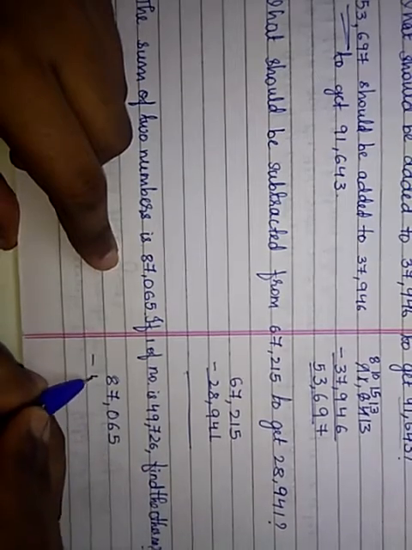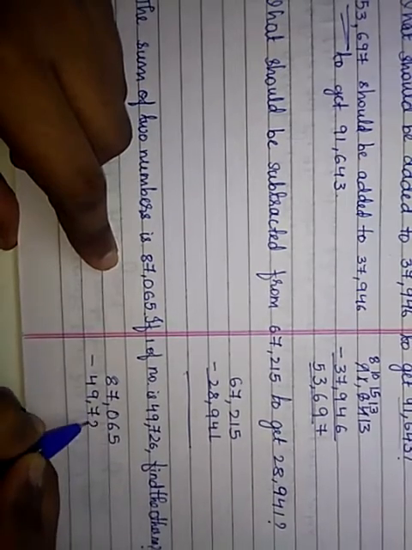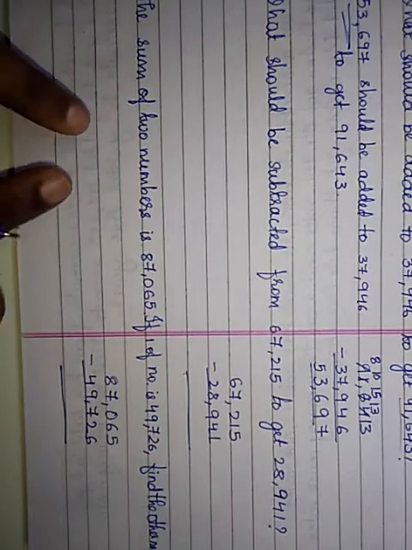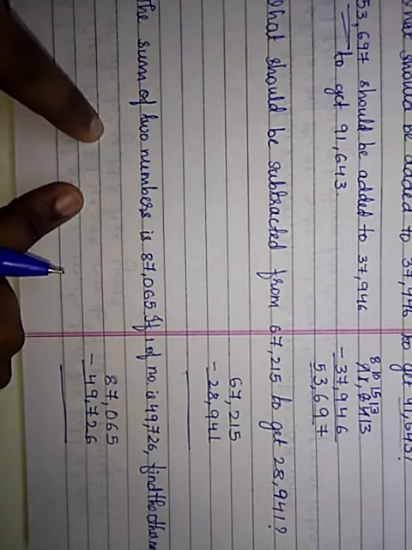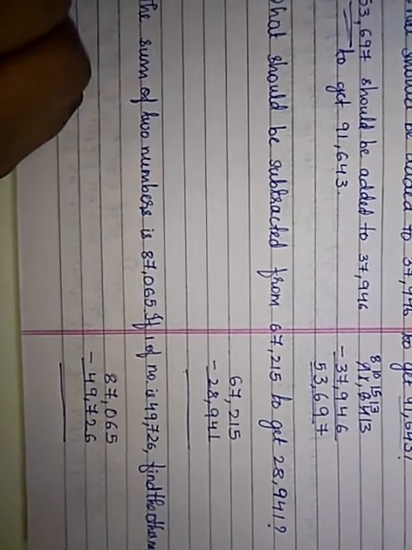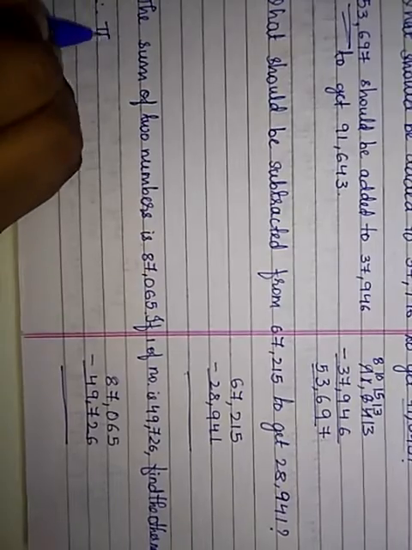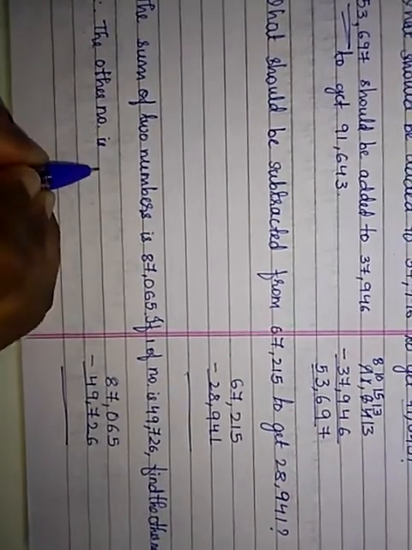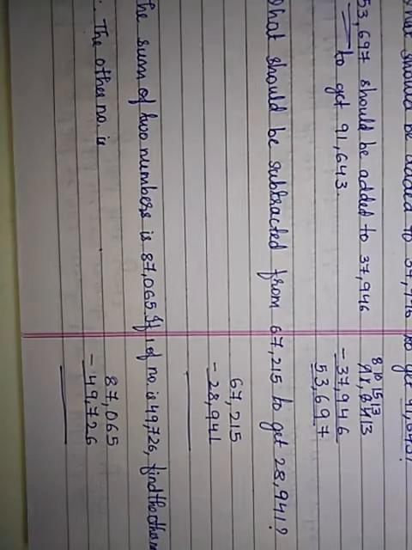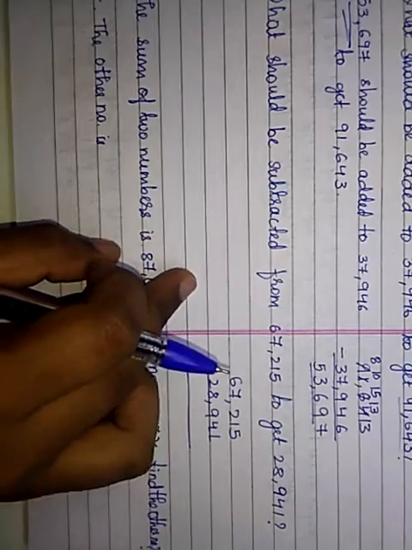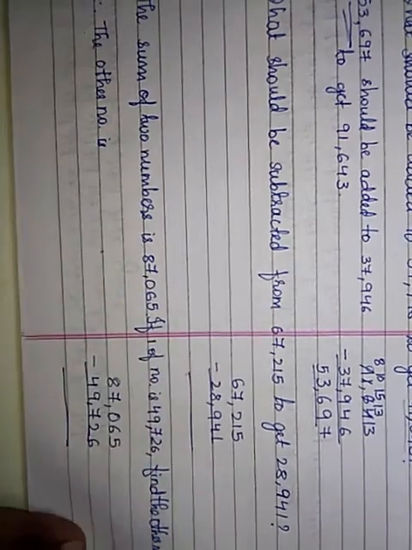87,065 minus 49,726. The same way I want you to do subtraction here, then write down, so therefore the other number is, and write the answer. So, solution, therefore the other number is, that you have to write the answer. See, children, in any word problems I want you to write a sentence and then mention the answer. Let's look at the next one.